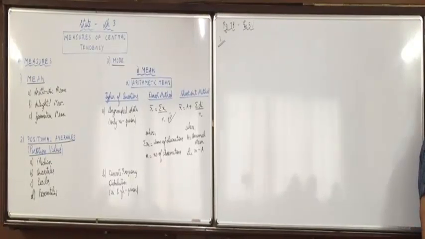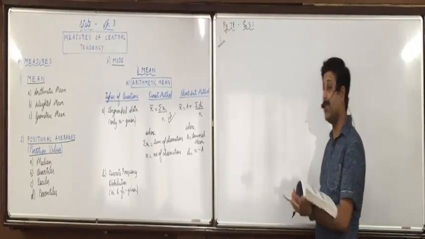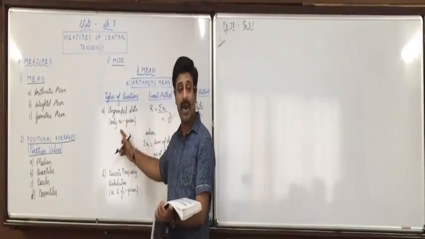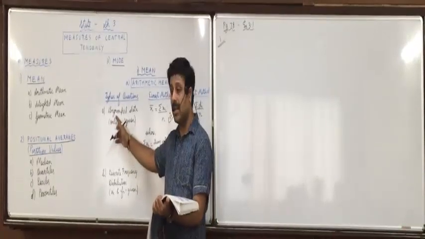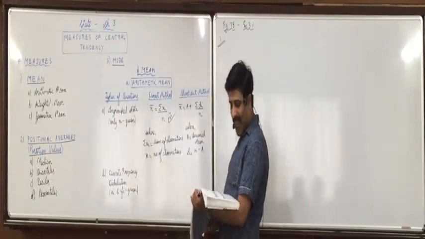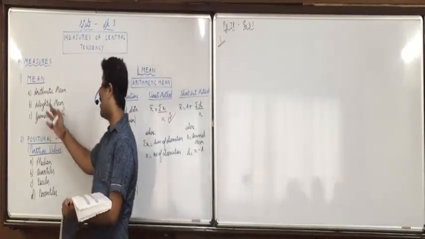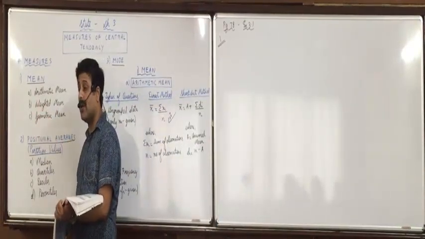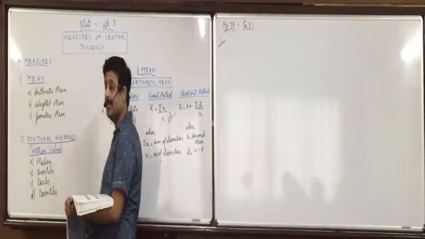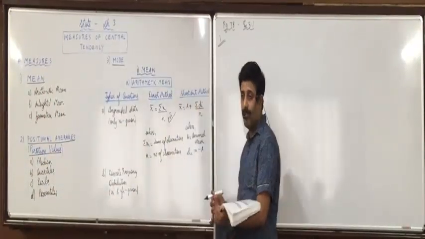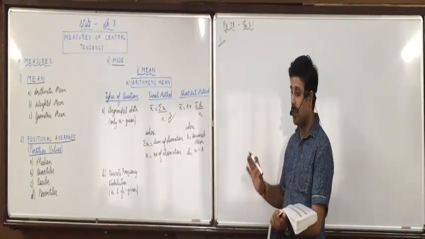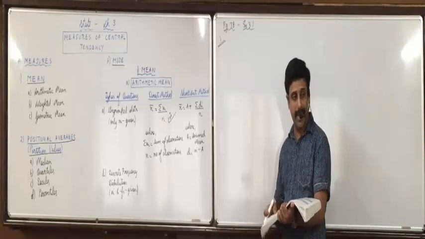The weekly growth in centimeters of saplings grown in a nursery are given. Can you see? Observations are given to you, so it is ungrouped data. Find the mean growth. Whenever they say find the mean and nothing is specified, whether arithmetic mean, weighted mean or geometric mean, generally it means arithmetic mean. Few peculiar language will indicate weighted or geometric. Otherwise it always means arithmetic mean.